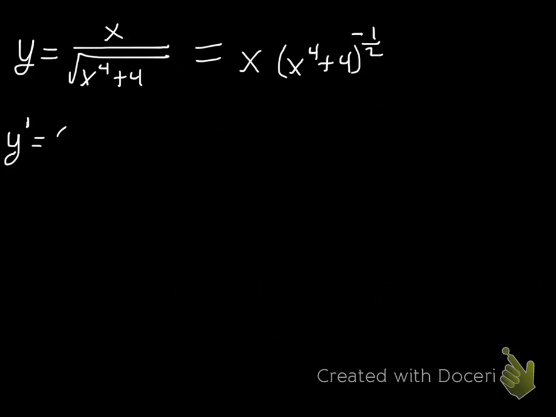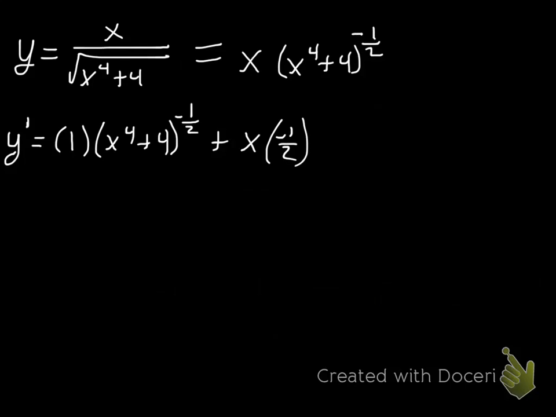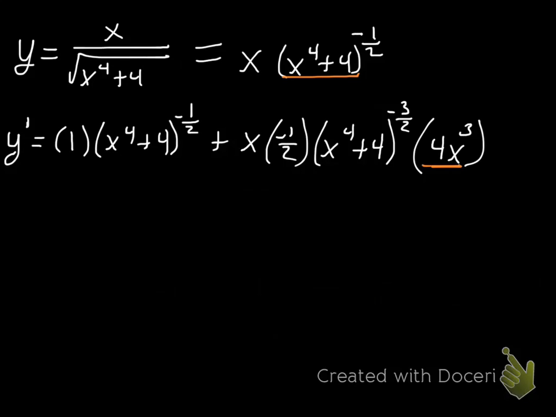Okay. So it'll be derivative of the first times the second function, plus the first function times the derivative of the second function. Now the second function is x to the 4th plus 4. Minus 1/2 comes down. Inside stuff is the same. Subtract 1 from the exponent, and then we need to multiply the derivative of the inside. Alright? So you're done with calculus right there.